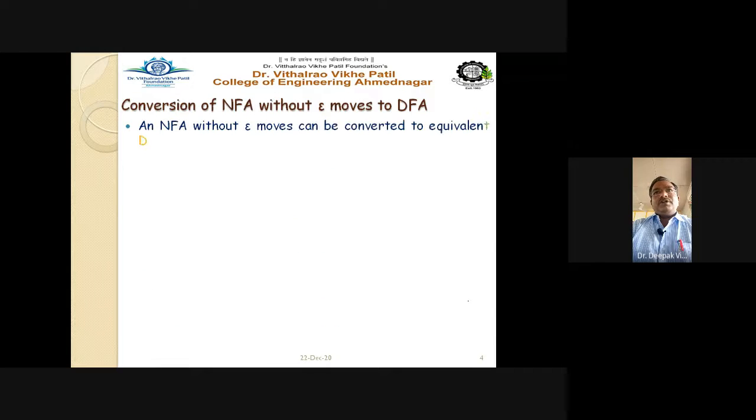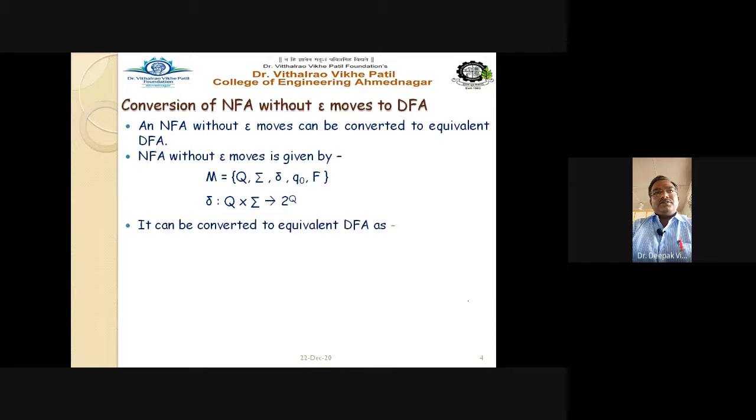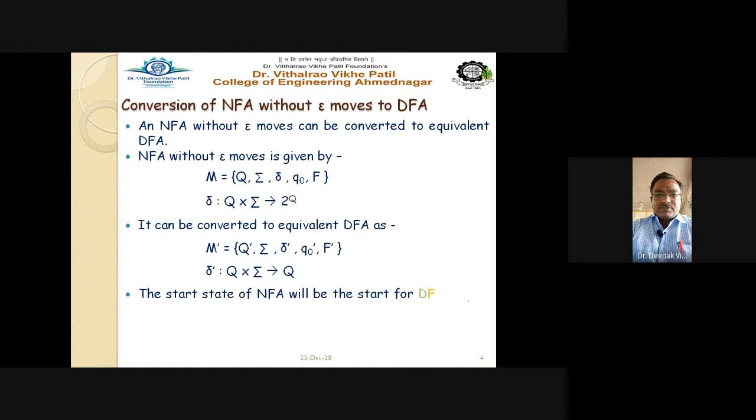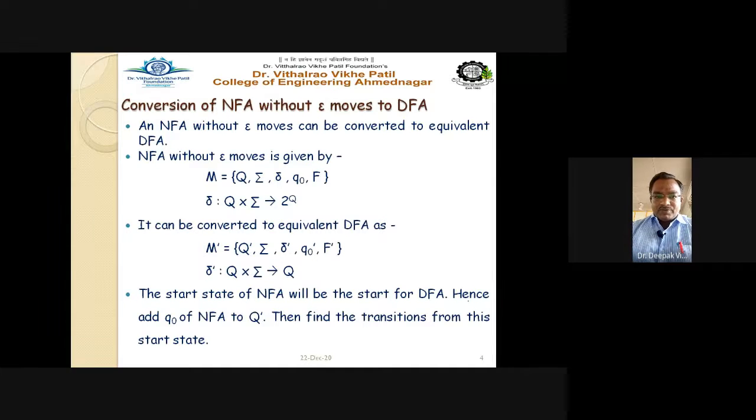Conversion of NFA without epsilon moves to DFA, right? So an NFA without epsilon moves can be converted to an equivalent DFA. NFA without epsilon moves is given with the help of the definition of NFA and the definition of DFA. In the previous conversion, we discussed NFA with epsilon moves to NFA without epsilon moves, right? In that case, both the automata are NFA, means we are not going to change the type of that finite automata in both the cases.